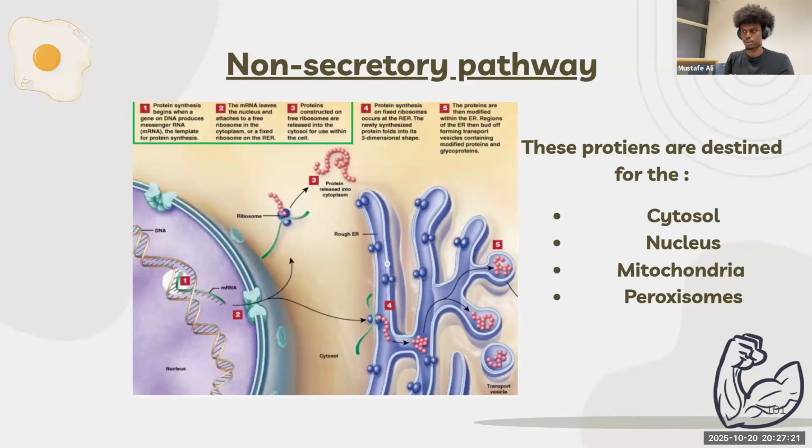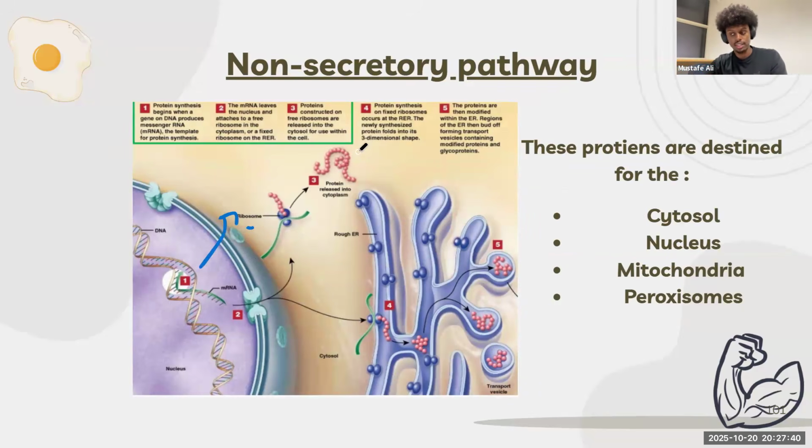Okay, so let's move on. Now, for the non-secretory pathway, again, what happens is that the transcription happens, mRNA goes out. The mRNA would get translated by a ribosome just in the cytoplasm, free as a ball, and it gets translated and the protein is produced.